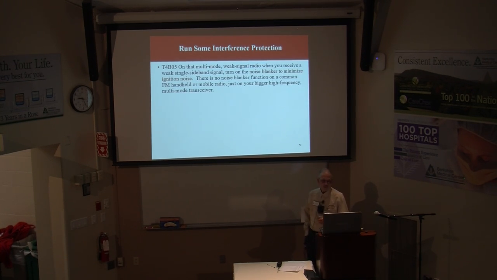On a multi-mode weak signal radio, when you receive a weak sideband signal, turn on the noise blanker to minimize the ignition noise. I imagine they're going to ask that one. There is no noise blanker function on a common FM handheld or mobile radio, just on the bigger high-frequency multi-mode transmitter. So these we really don't have to worry about too much.